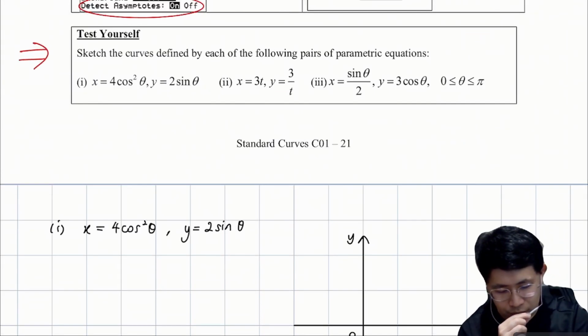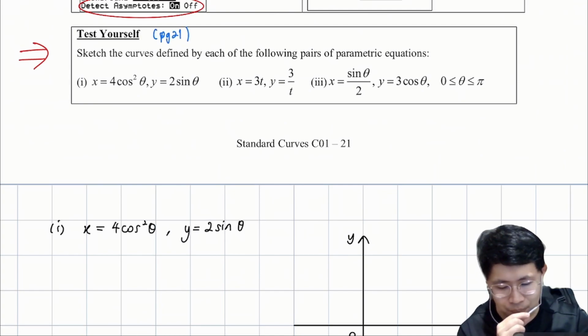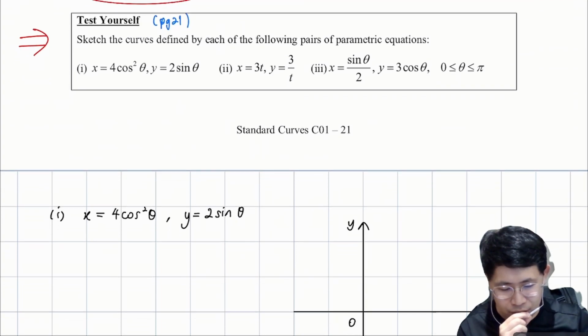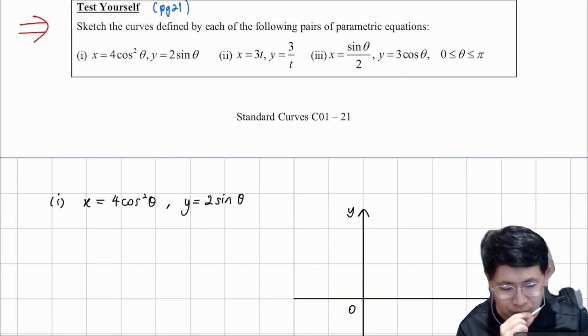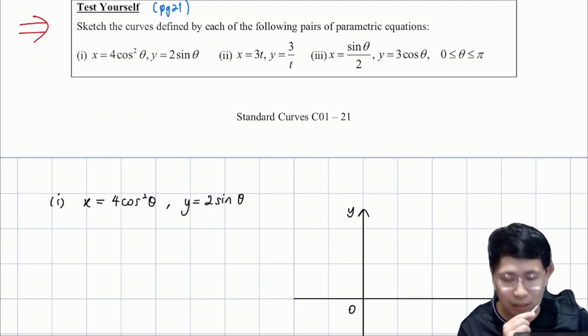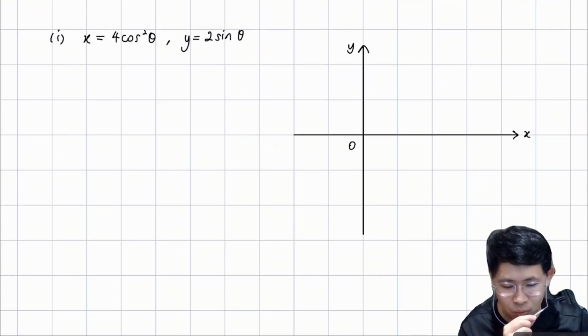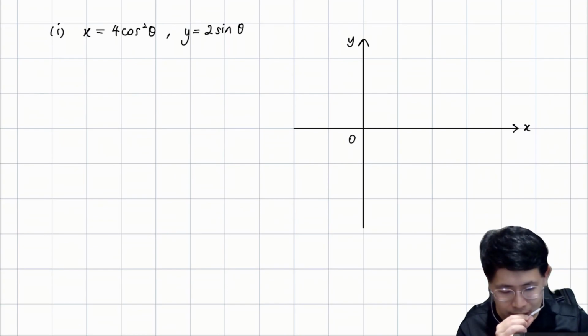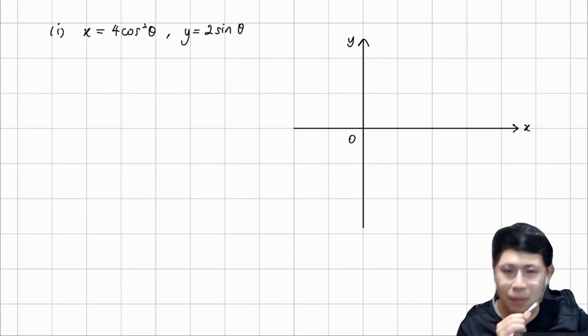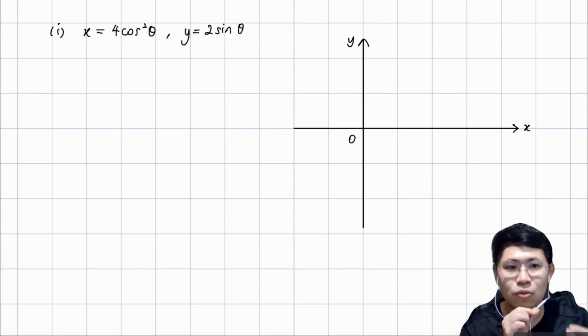Alright, for the very last, test yourself on page 21. We are sketching the curves defined by each of the following pairs. So we have 3 curves to look at, and we're going to sketch them down here. First, let's take a look at number 1. How do we sketch this curve? For a parametric curve, unfortunately we really have to use our graphing calculator to figure it out.